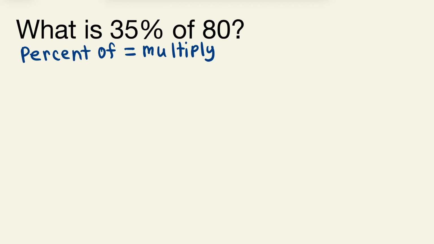All right, so there we have that. Now, what is 35% of 80? So we have that right here. Well, first, we have to change the percent into a decimal. So recall, you're just moving that invisible decimal point 2 places to the left, and the percent becomes 0.35. So let me go ahead and write 35% equals 0.35.